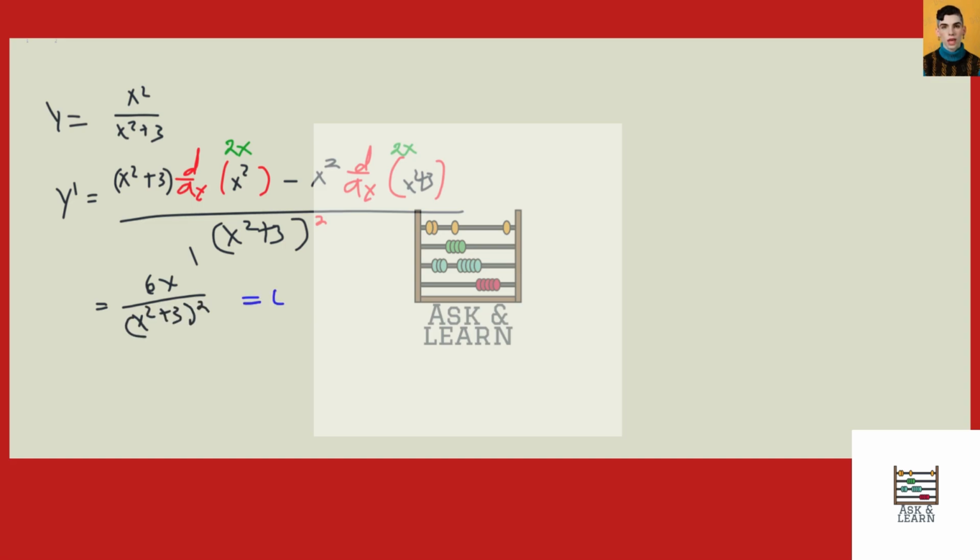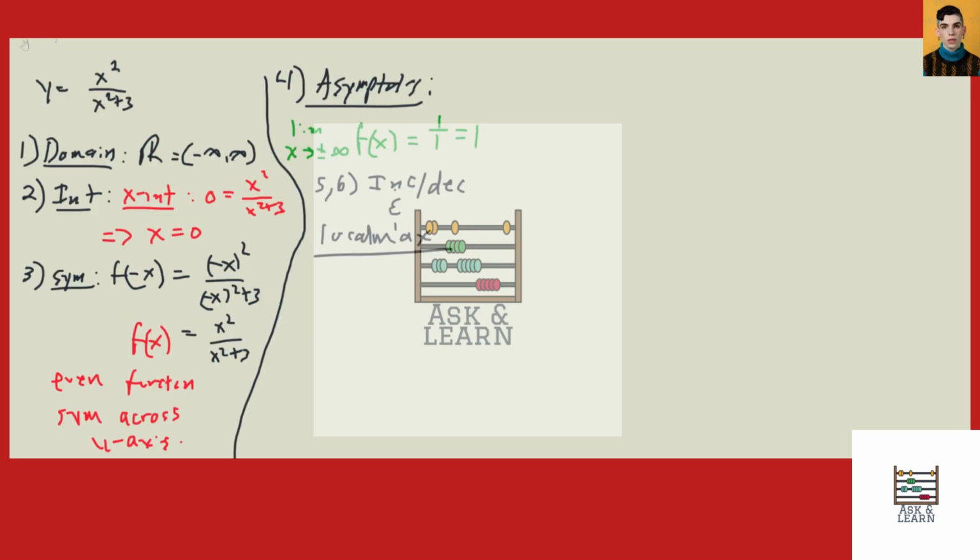Now, we can go ahead and set this equal to 0 to find our critical value. So again, nothing I ever plug into the denominator will make this function equal to 0, but we can set the numerator equal to 0 to find our critical points. So 6x is equal to 0, which would just imply x is equal to 0 will be our critical point. All right, so let's go ahead and write that over here now. So we have y prime is equal to 6x over x squared plus 3 squared.